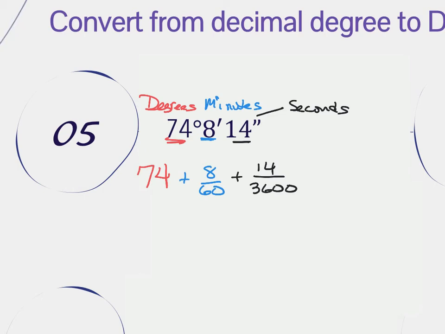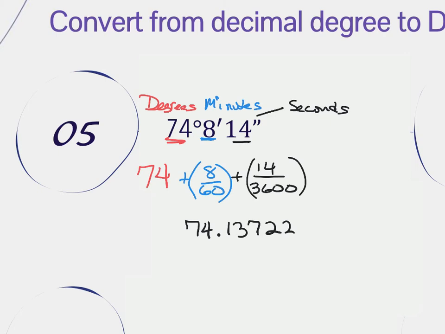Then you're going to do this on your calculator. Some of your calculators may require you to put these in parentheses. So you're going to do 74 plus 8 divided by 60 plus 14 divided by 3,600. Hit enter. Once you do that, you are going to get 74.137, and then the 2's are going to repeat.